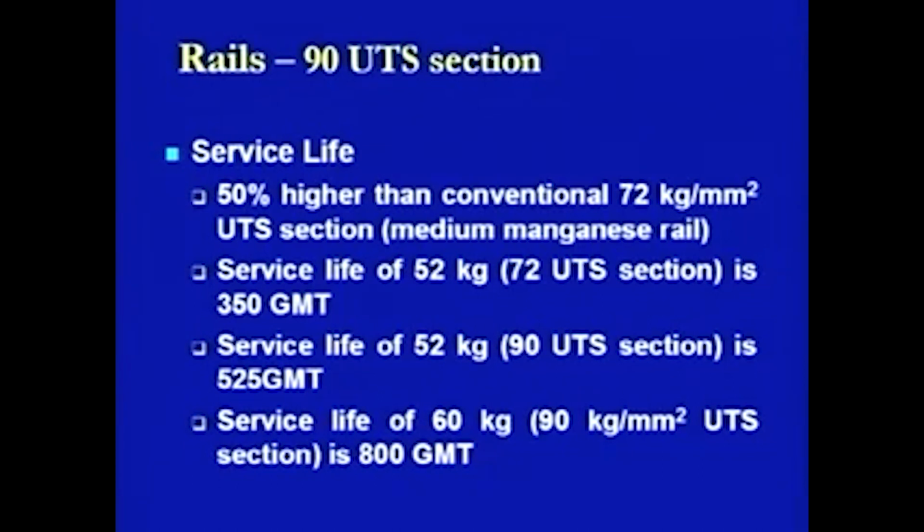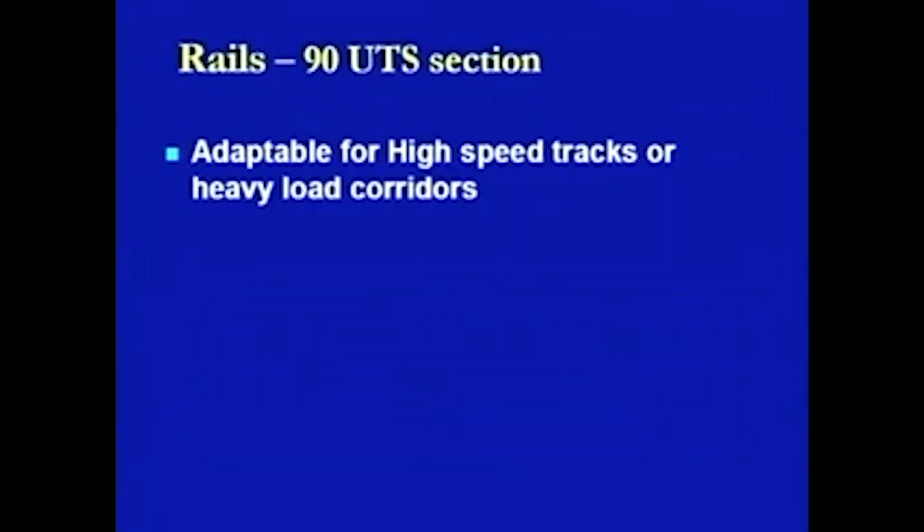So, this is how the service life has been increased in this section, and therefore, the maintenance requirement of those will get reduced. It has the economical aspect in this sense. So, that is why the 90 UTS sections are now more in use in all those track conditions where there are heavy loads moving or differential loads moving in different directions. Then they are also adaptable for high speed tracks or heavy load corridors.